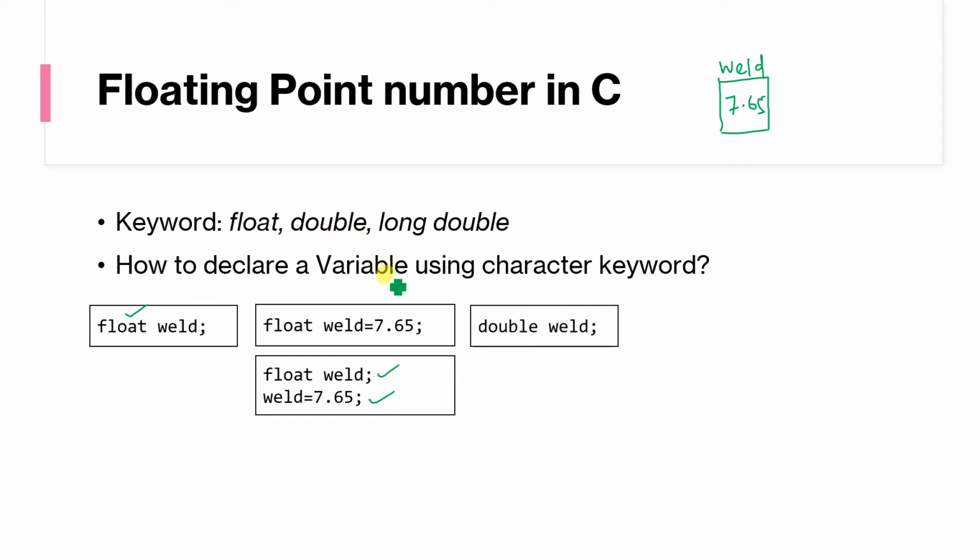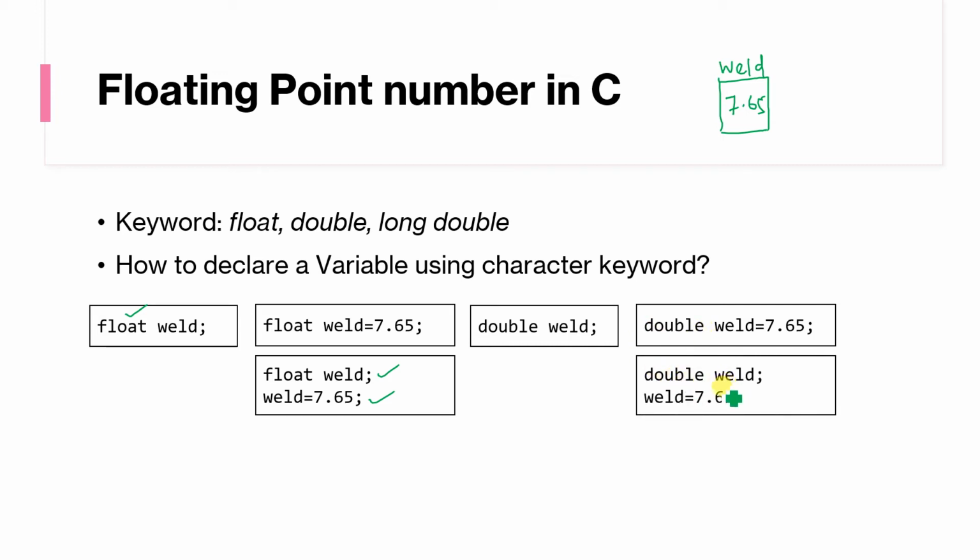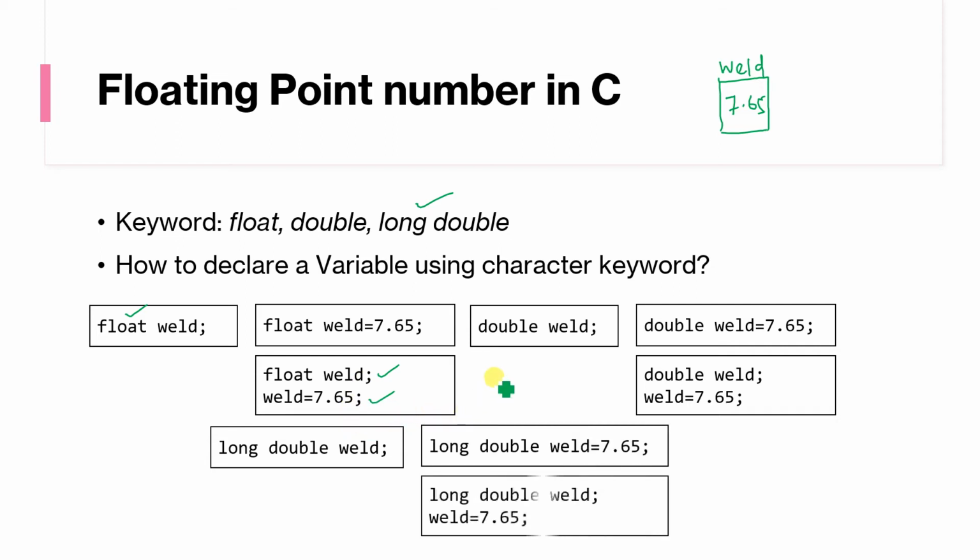Similarly for double, you can do the same thing. Double weld, you can assign the value directly when declaring the variable, or else you can write it in two lines, that is double weld, then weld equal to 7.65. Finally, you can also use long double to do the same thing. Okay, so that is all about the floating point keywords and how to use them to declare variables.